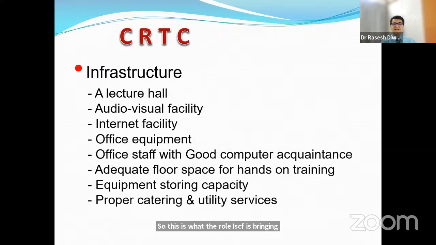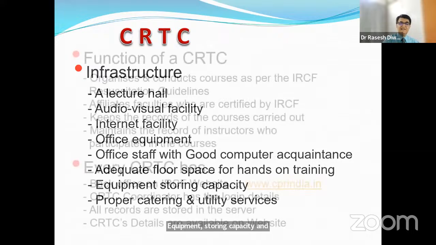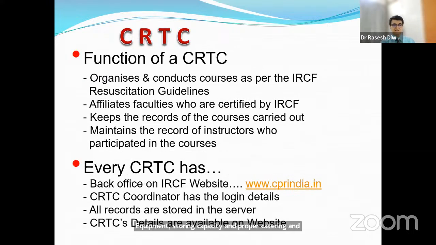The infrastructure should have a lecture hall with floor space for carrying out the hands-on training, audiovisual facility, internet facility, office equipment, office staff with good computer acquaintance, adequate floor space for hands-on training, equipment storing capacity, and proper catering and utility services. Safety measures all have to be looked after by the CRTC coordinators for the courses.